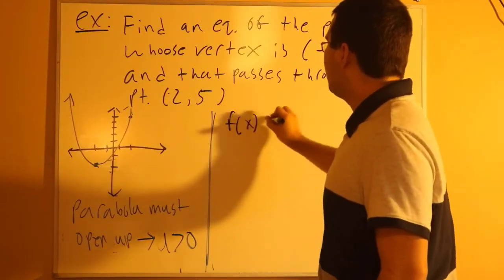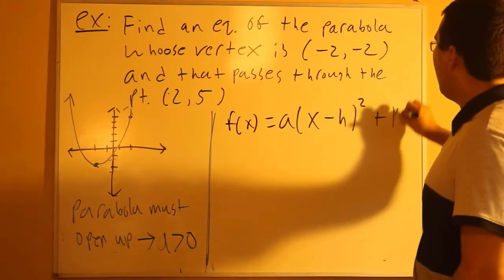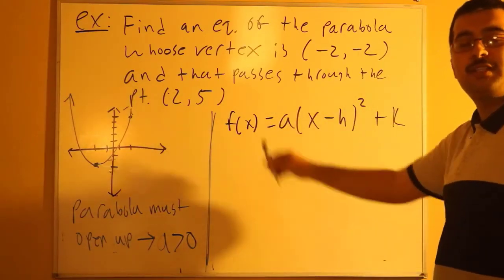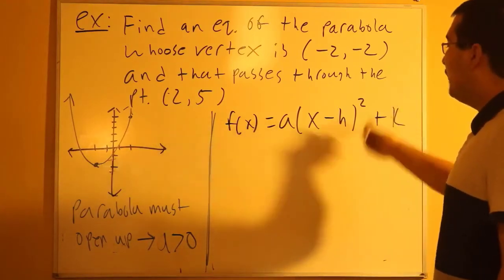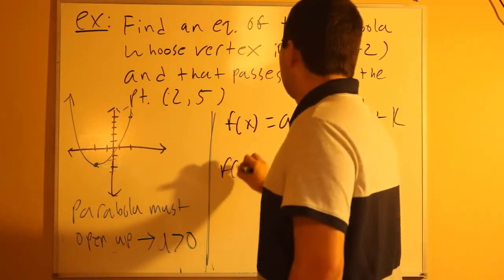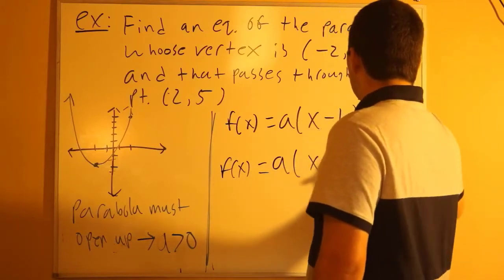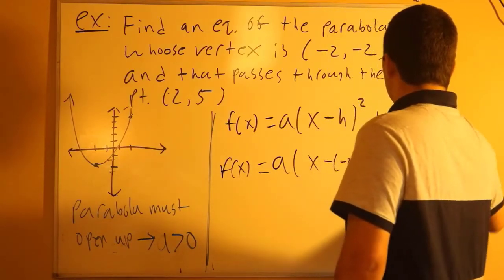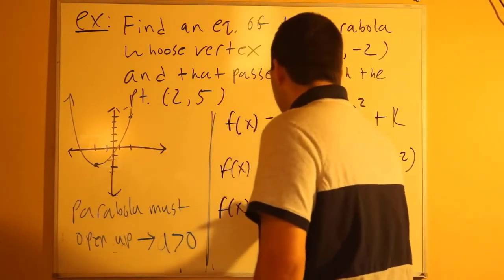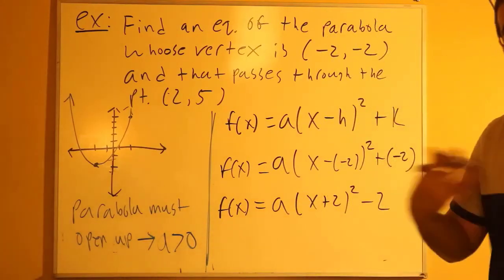So vertex form is f of x equals a times (x minus h) squared plus k, right? This is the formula I want to make. I want to make some equation that looks like this. We already know what the h and k are. It's -2 and -2. Wonderful. Well, so in other words, we have that f of x must equal a times (x plus 2) squared minus 2.